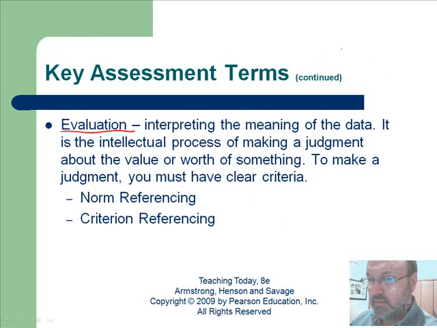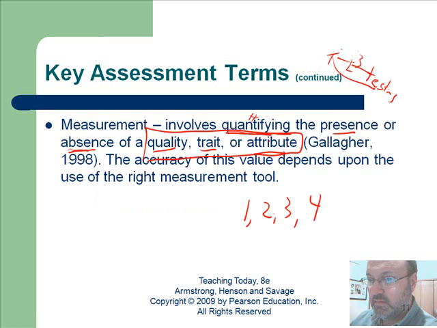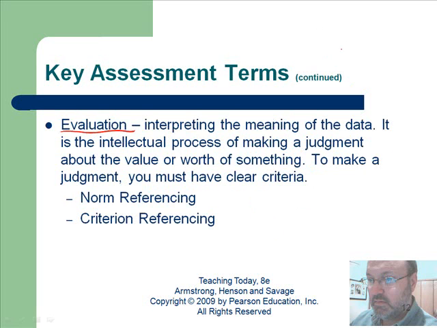Then we move into evaluation, one of the key assessment terms. We had assessment, assessment plan, measurement, now evaluation. What is evaluation? Well, it's interpreting. We talked about quantifying data. Now this step is interpreting the meaning of that data. It is the intellectual process of making a judgment about the value or worth of something. To make a judgment, you must have clear criteria. And there are two types of evaluation: a norm reference piece and a criterion reference piece.